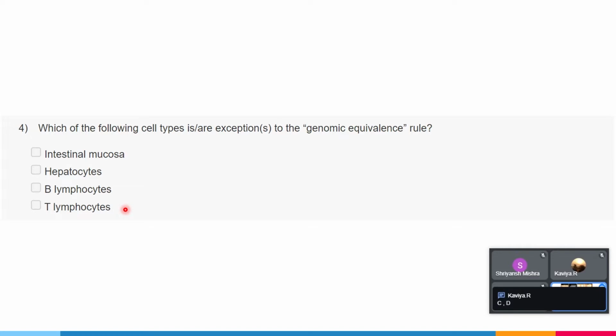Yes, Kavya says C and D. Advait also. Okay, Advait says the answer is lymphocytes. Okay. Anyone else want to try? Raja says maybe B, hepatocytes. So hepatocytes are liver cells. So Raja says maybe hepatocytes. Anyone else want to try?